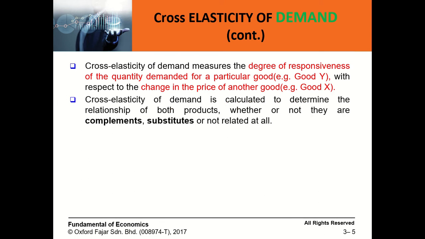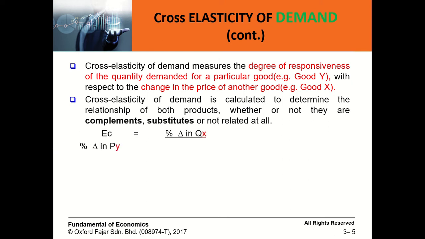To improve your understanding, in chapter 2 you learned about complementary and substitute goods. Therefore, you need to relate that discussion with this one, in the sense that if the price of good A increases, the quantity of good A will decrease. So what we want to see is what happens to the quantity demanded for good B. That's the idea. This is called cross elasticity of demand.